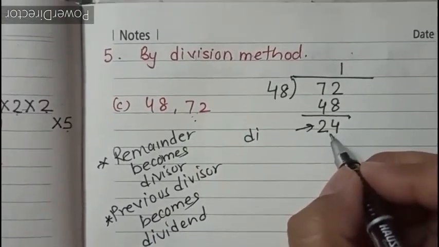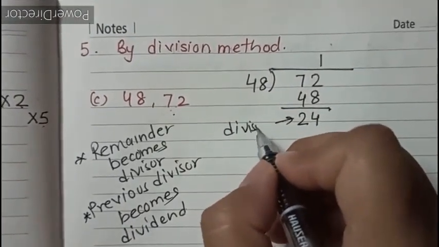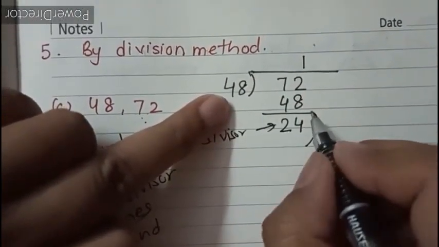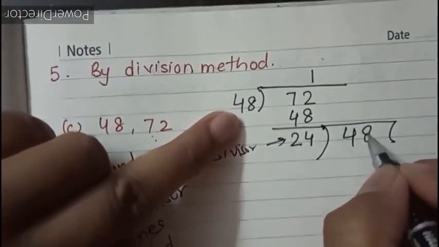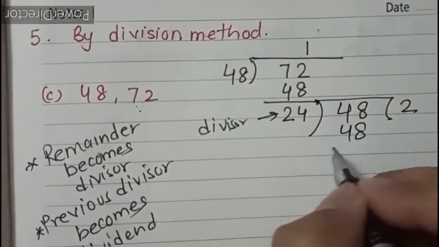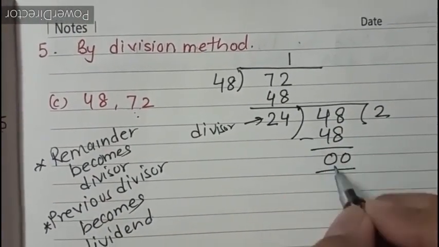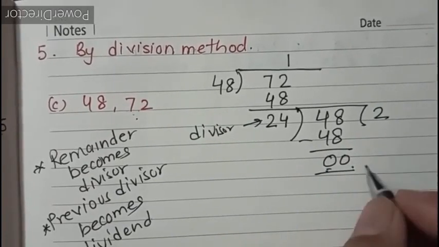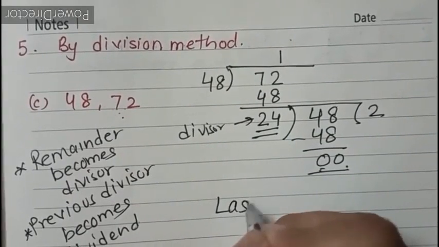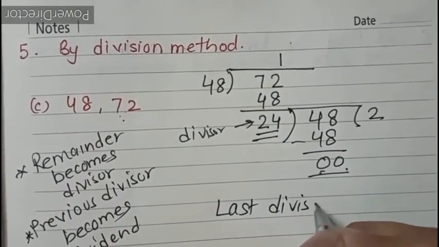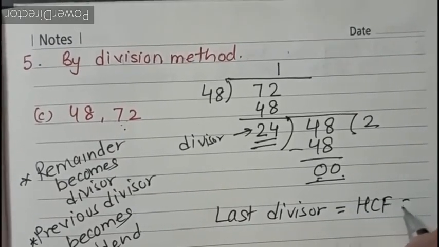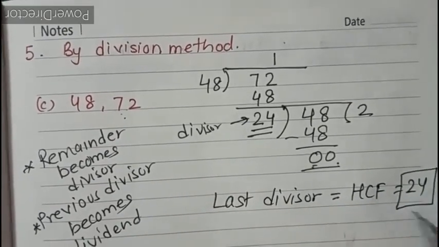So this remainder now becomes the divisor, and this divisor will become the dividend. So 48 will go inside. Now 24, how many times in 48? 2 times. We'll keep on dividing till we get a 0. Once we get a 0, the last divisor is equal to the HCF, that is 24 is the HCF.